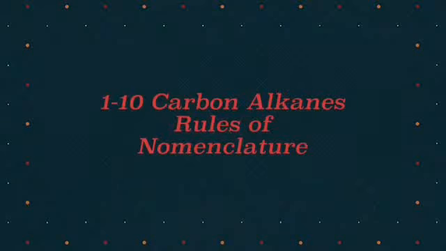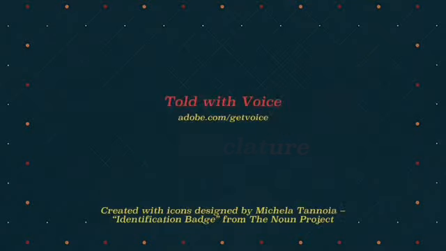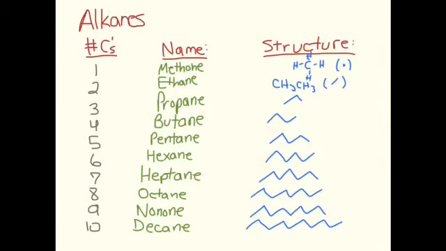Today I will discuss the 1 through 10 carbon alkanes and also the rules of nomenclature. In order to understand nomenclature, we have to know these alkanes, the 1 through 10 carbon chains. So the first one, as you see, is methane, followed by ethane, 2, 3 is propane, 4 is butane, 5 is pentane, 6 is hexane, 7 is heptane, 8 is octane, 9 is nonane, and 10 is finally decane.